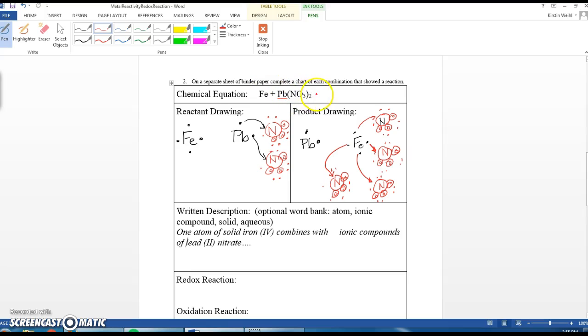So now let's write what that means. It looks like for our products we have lead, again by itself. It's in solid form, just like solid iron was solid and this was aqueous, and the iron has now combined with the nitrate, but you notice it's not just 1 nitrate, but 1, 2, 3, 4 nitrates that it's combined with. So we want to show that by putting parentheses with the number 4. So in the written description, we have 1 atom.